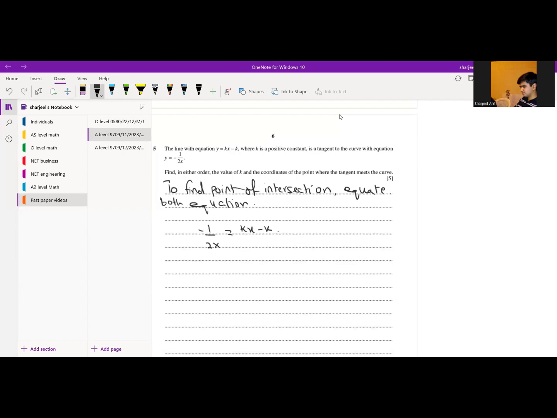So we will further solve it. -1 will be equal to 2x(kx - k), that is 2kx² - 2kx, and when you move the value of -1 across, you will get the equation 2kx² - 2kx + 1 = 0. Now, as a tangent has only one point of intersection, because a tangent touches the curve at one point only.